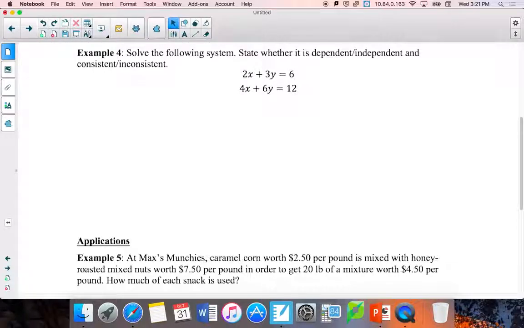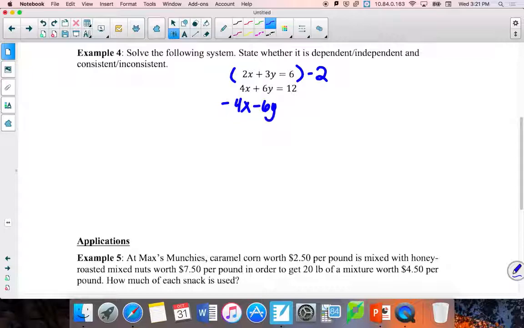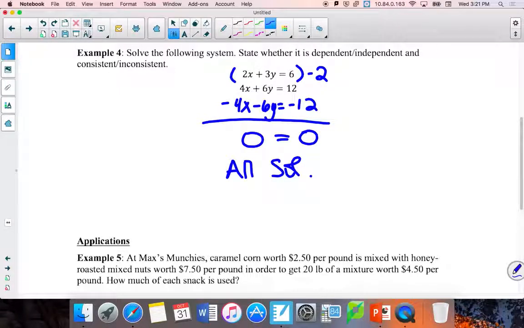All right, last example I'm going to do with you guys is this one. Again, I would go for an elimination on this. So I would multiply everything up here by a negative 2. Negative 4x minus 6y equals negative 12. When you add everything, you need 0 equals 0. Well, that's an all solution. So this means that they are the same line. They are on top of each other.